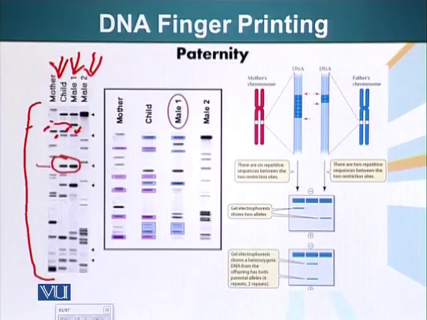The mother does not have this band, but this male has the band. Male number 1 has that band. Male number 2 does not have that band. So if we run this DNA fingerprinting for paternity, we can determine paternity of a child, because a child will inherit 50% of VNTR bands from one parent and 50% of the VNTR bands from the other parent. So these VNTR bands are inherited in Mendelian fashion.